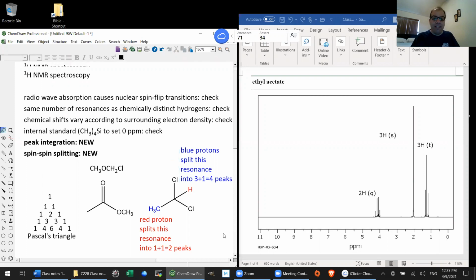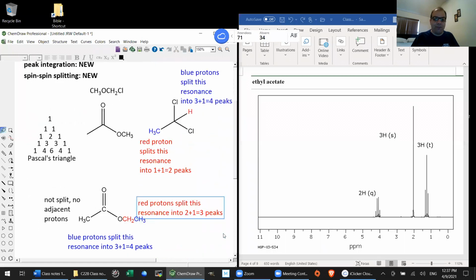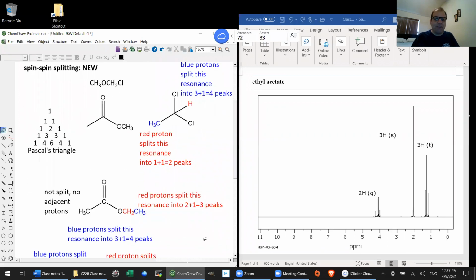Next one is ethyl acetate. So we've gone from the ethyl ester of acetic acid to the methyl ester of acetic acid. And I think you'll agree with me that we'd expect to see 3 types of hydrogens. There's this methyl group that's alpha to the carbonyl. There's this other methyl group, which is different. It's attached to the CH2. And then, of course, the CH2 protons. So we'd expect 3 resonances. We'd expect them to be in a ratio of 3 to 3 to 2. And that's exactly what we have.